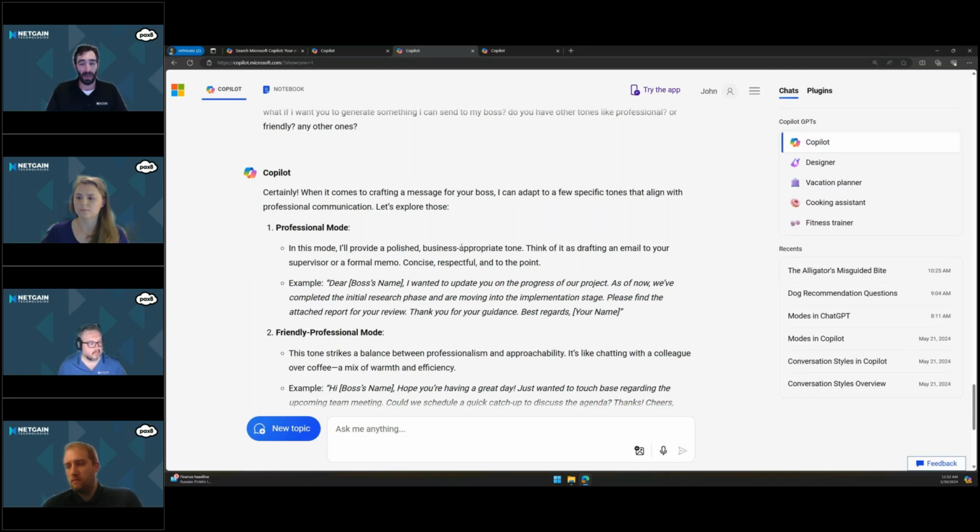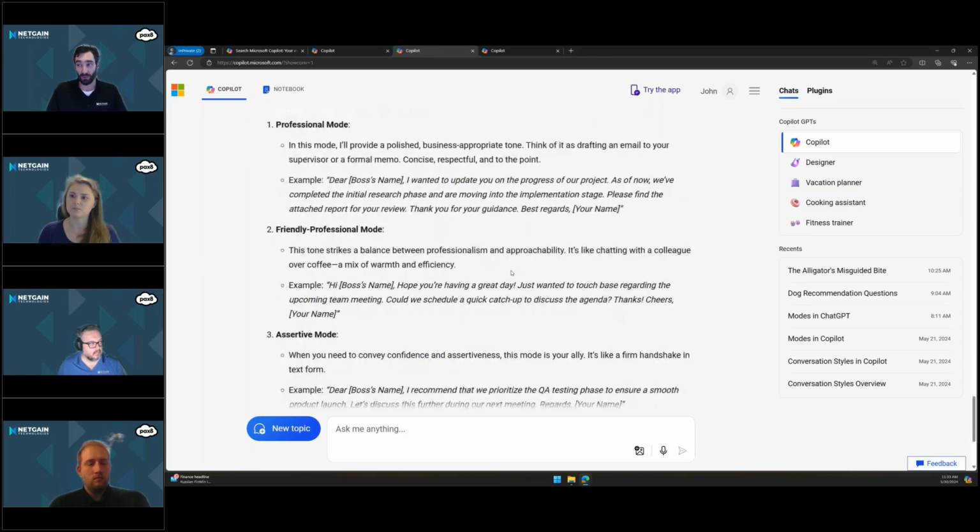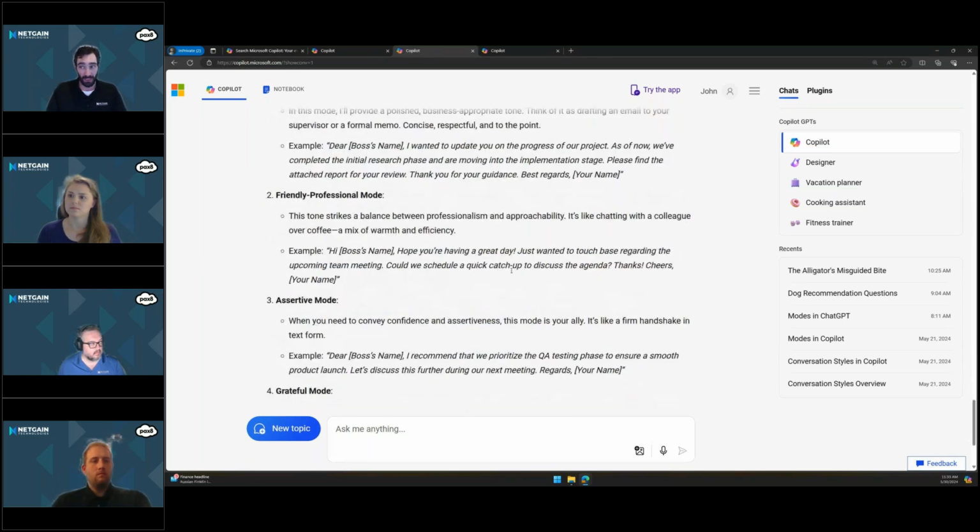So yes, it can give us just a professional mode to it. So it's going to be more polished and business appropriate, right? So this is again something I would give to the boss, just on the basic professional. But we can start to thread these different modes and styles together here. So now we can have a friendly professional mode. So this kind of strikes that balance between approachability and professionalism.